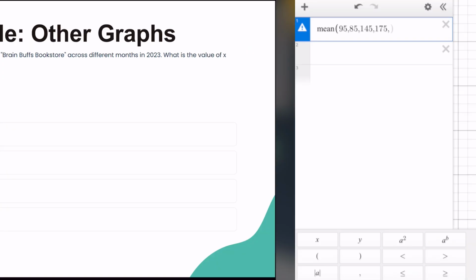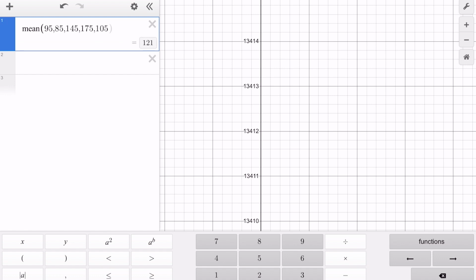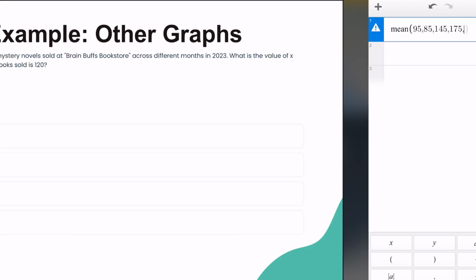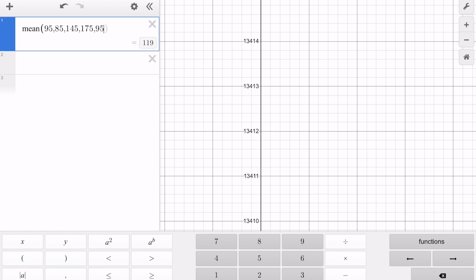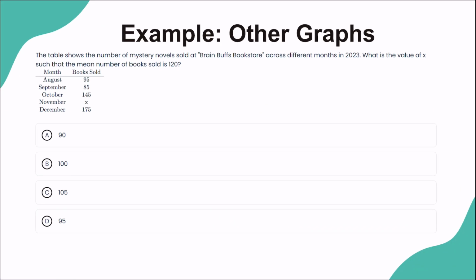105. Nope, that gives us 121. And then 95. That gives us 119. And so as we can see, B is our answer here, 100. Desmos can also be used for stats, so there are so many functions. Definitely take your time to understand them because it's going to be a huge asset on the SAT.